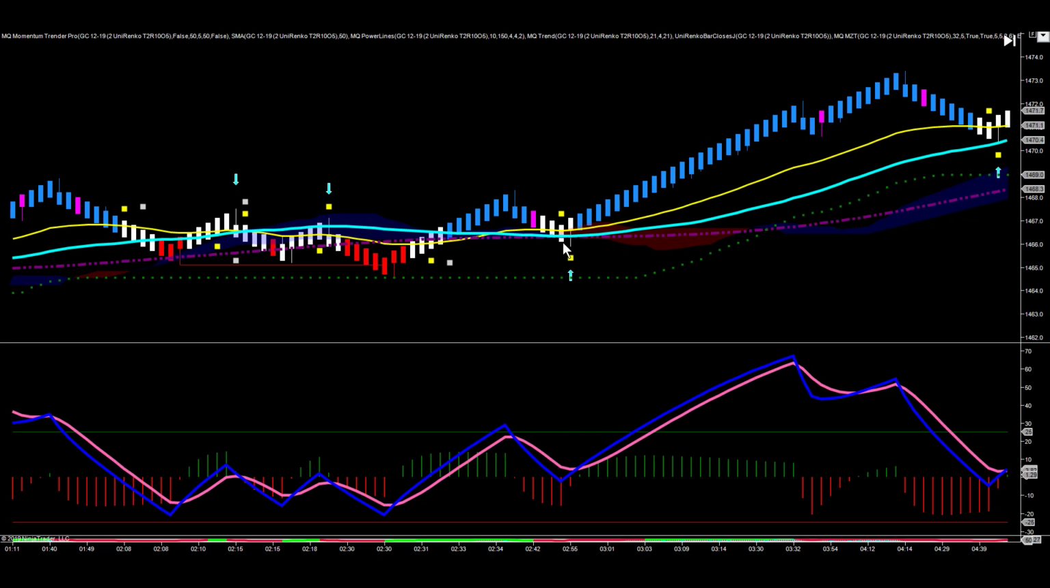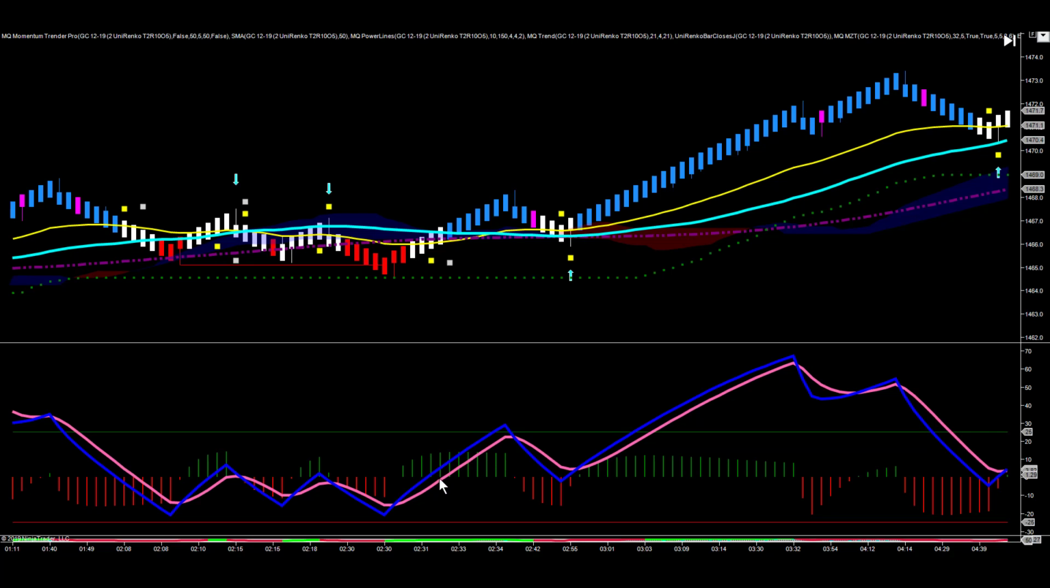Our price was above the cloud, above the smooth 50. The 50 SMA was above the smooth 50, and the 34 EMA was above the 50 SMA. So everything's in alignment. At the same time, we're getting a really nice momentum reset.